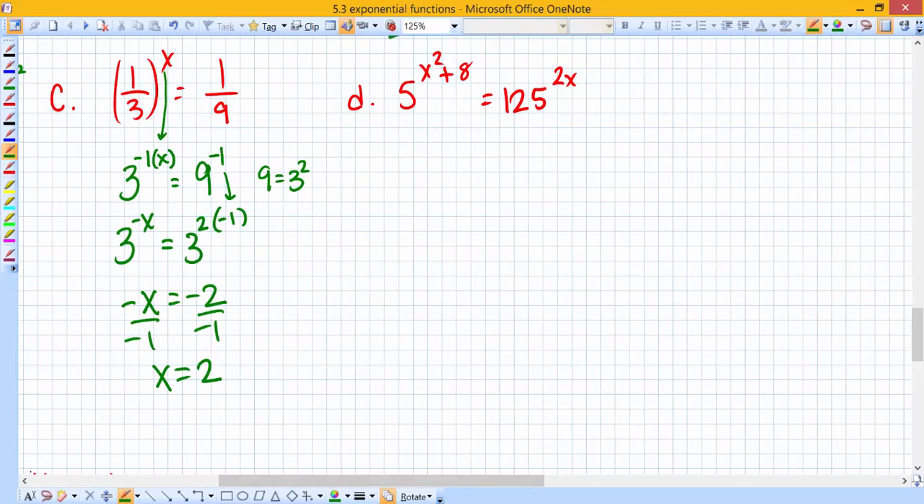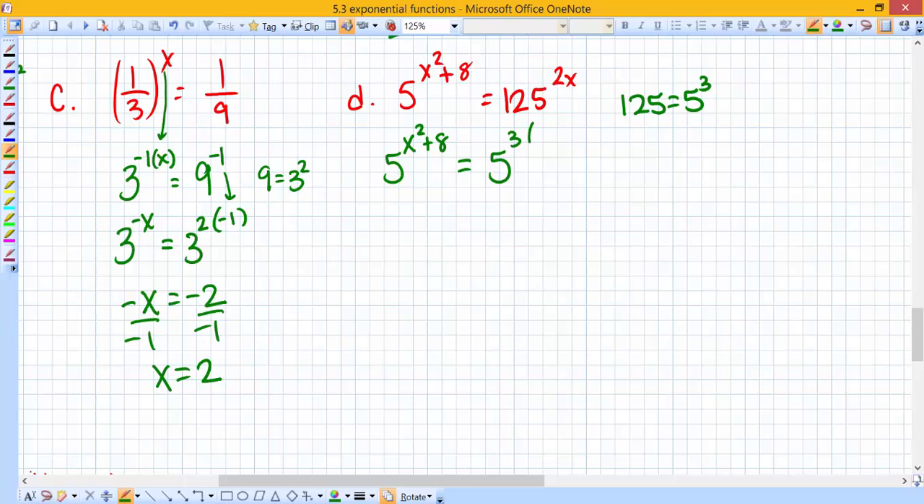And then lastly, at least it's not a fraction. 125 is the same as 5 cubed. So this is 5 to the x squared plus 8. 125 is 5 cubed. Bring down the 2x. Now I can ignore my bases. x squared plus 8 equals 6x when I multiply the 3 and the 2x.